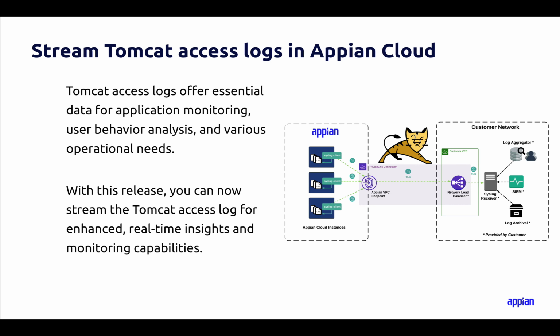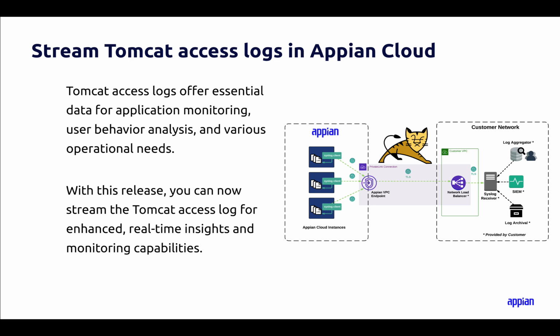Tomcat access logs offer essential data for application monitoring, user behavior analysis, and various operational needs. With this release, you can now stream the Tomcat access log for enhanced real-time insights and monitoring capabilities. This real-time security monitoring in Appian makes it easy for you to meet the compliance and auditing requirements of your industry.